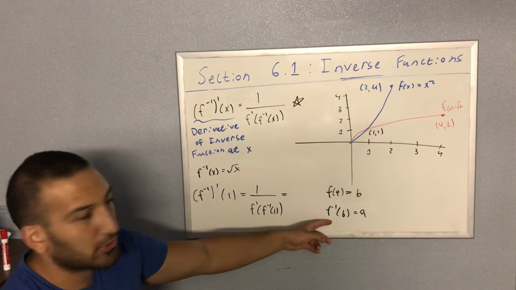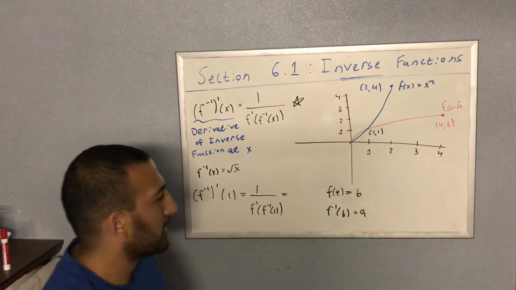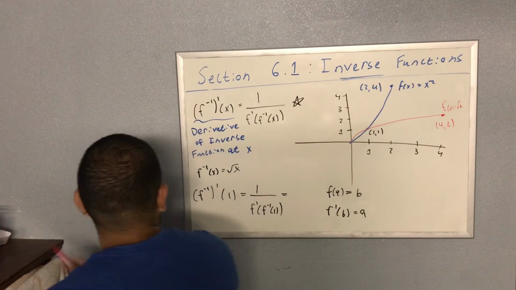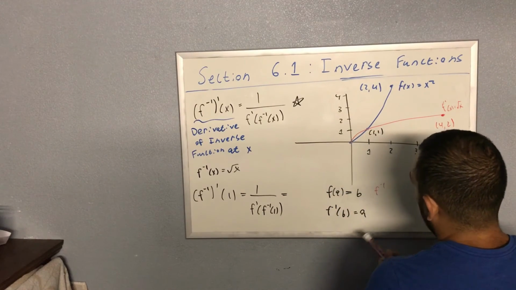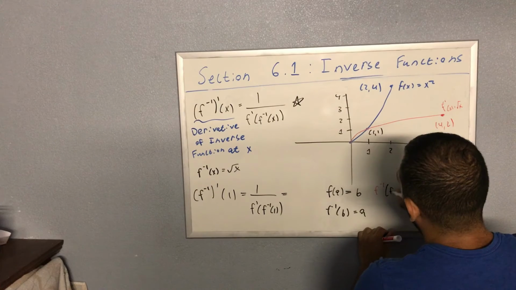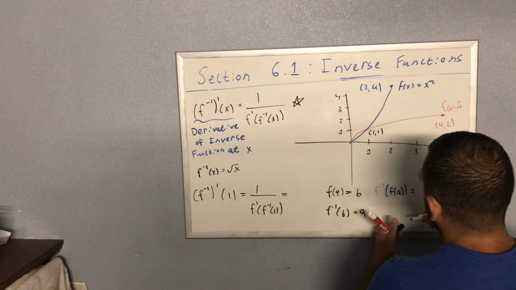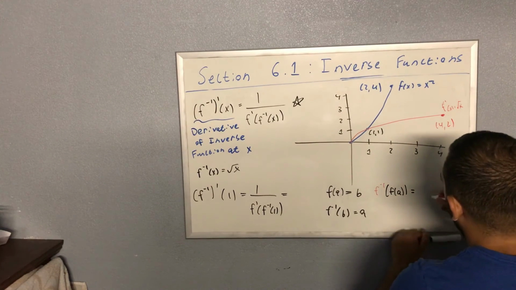And a way that you can actually derive this is with the cancellation properties. Because if you take the inverse of both sides, if you take f inverse of f of a, that is equal to f inverse of b.